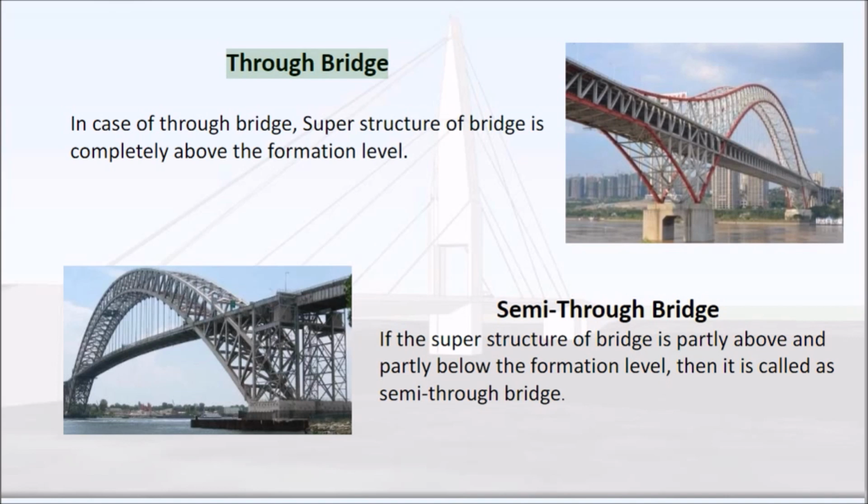Through bridge. In case of a through bridge, the superstructure of the bridge is completely above the formation level. Semi-through bridge. If the superstructure of the bridge is partly above and partly below the formation level, then it is called a semi-through bridge.